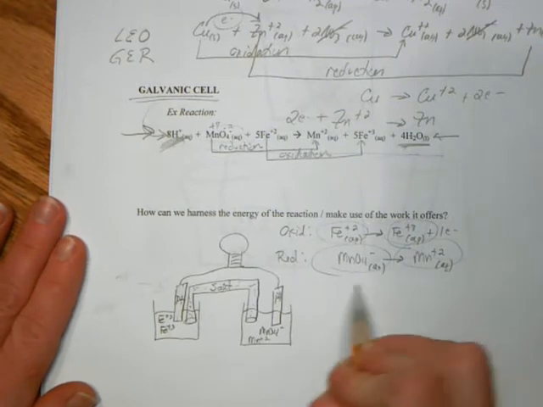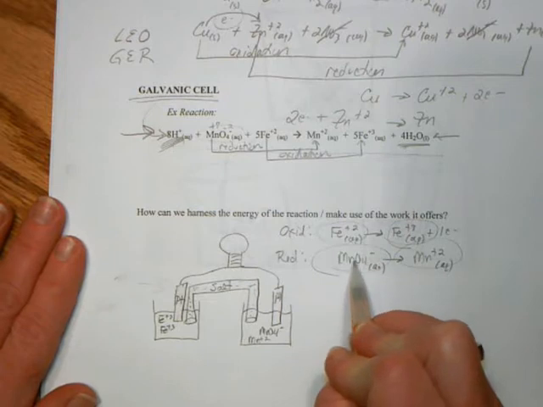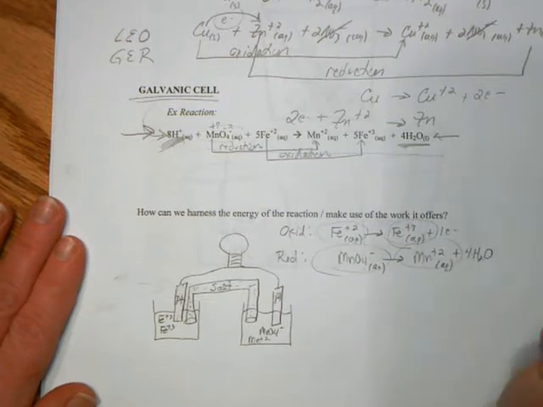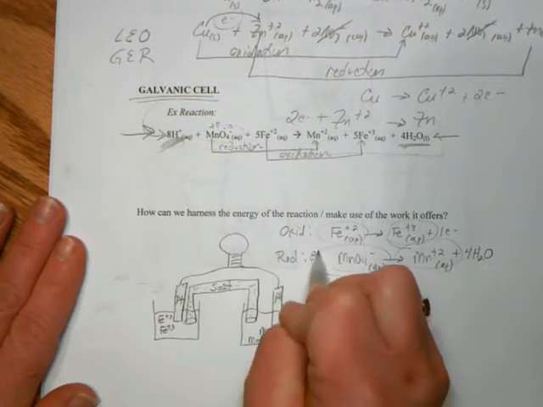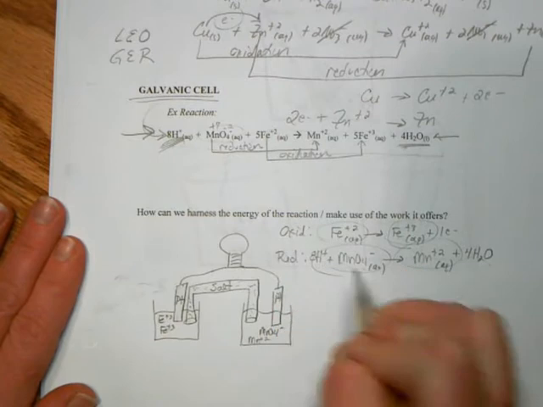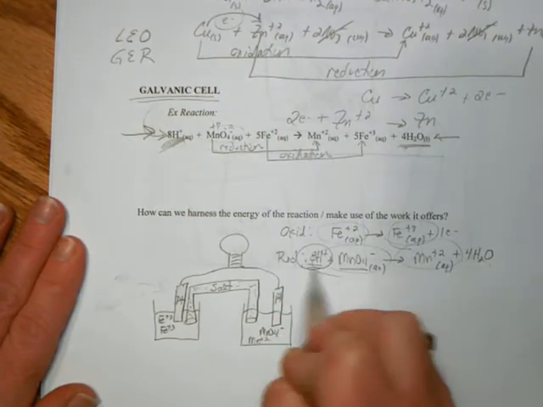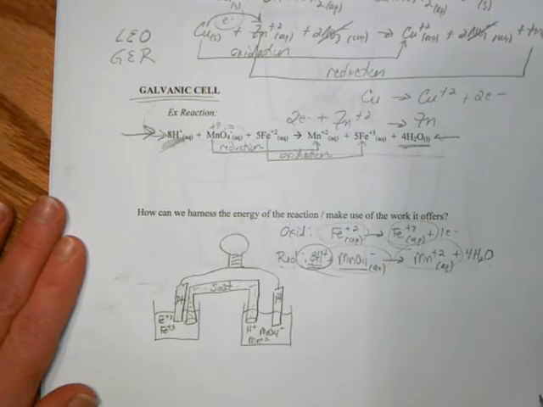But what about here? We have one manganese, but 4 oxygen. And remember, to balance oxygen, we would add that same number of water. But then we have 8 hydrogen. So to balance hydrogen, we would add hydrogen ion on the left. So my hydrogen ion is needed in the reduction, so I need to put my hydrogen ion there. Here's my oxidation, my reduction.